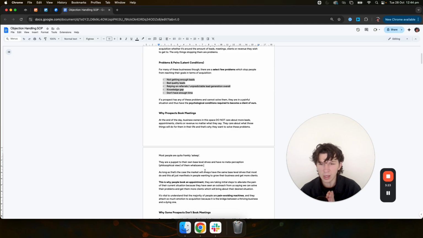So this is why people book an appointment, guys. It's really nothing more than this. They are taking initial steps to alleviate the pain. Again, this is from Charlie Morgan: value is created when pain is alleviated, and pain is alleviated when problems are solved.